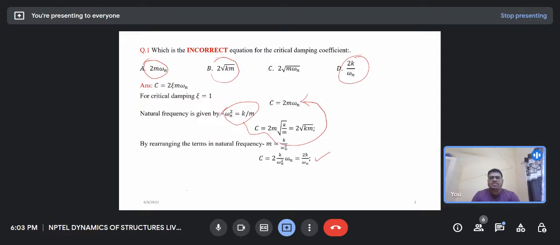One student told that except A, all the answers are incorrect. Have you understood? Yeah, I have understood. It is a representation in terms of other parameters. Yes, that was in terms of the other parameters. So here, option C is the incorrect option.